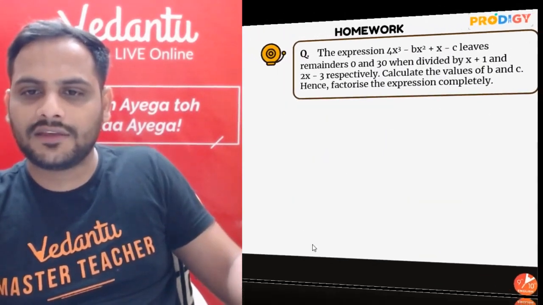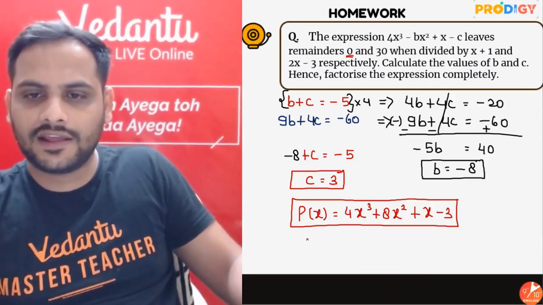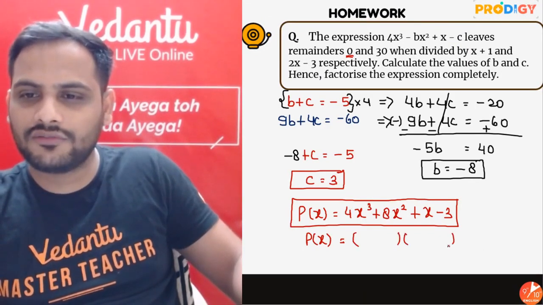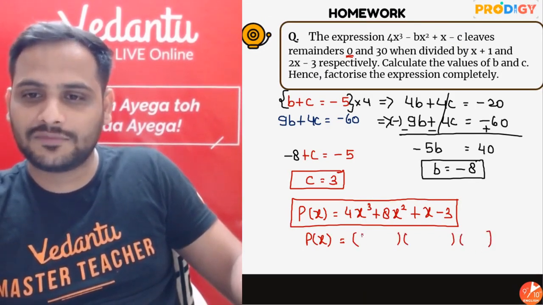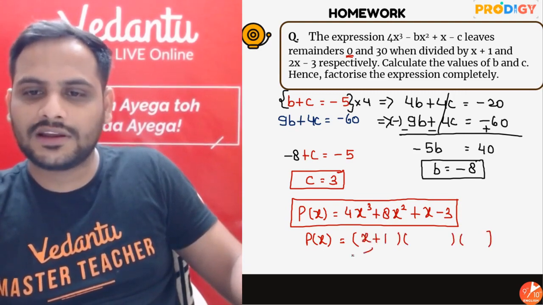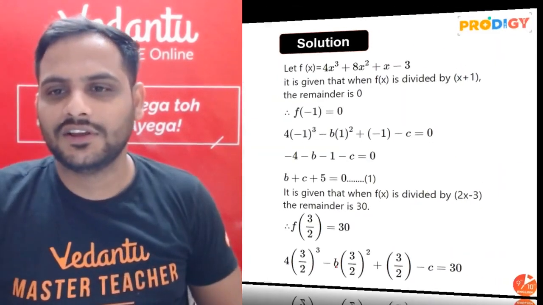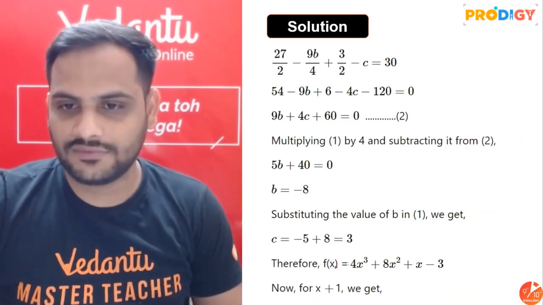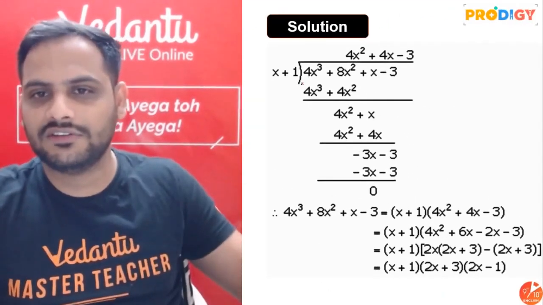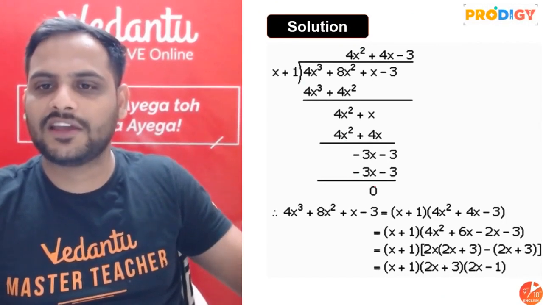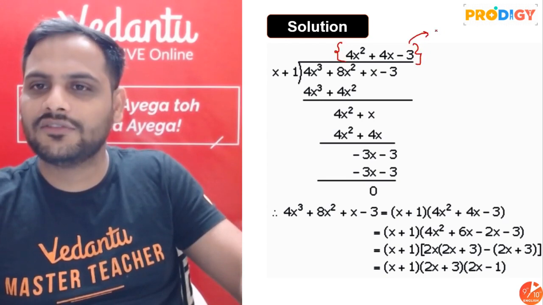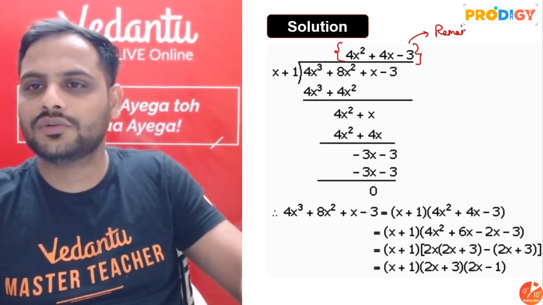So this p(x) will be factorized with 3 factors, out of which 1 is x plus 1. The remaining 2 you can clearly get by shifting that in division. So divide this p(x) by x plus 1. When you do this division, guys, p(x) divided by x plus 1, you will get 4x square plus 4x minus 3. This will give you your remaining 2 factors.